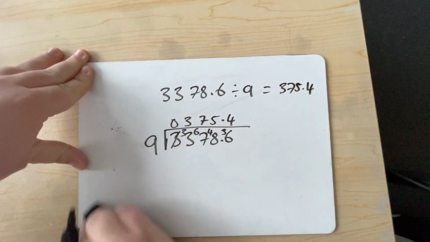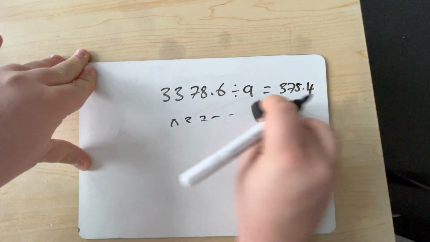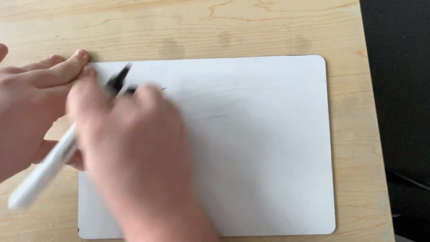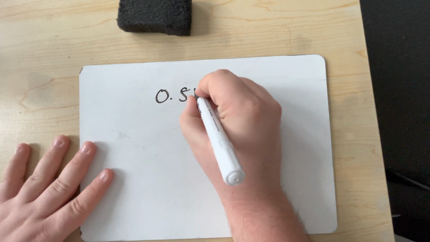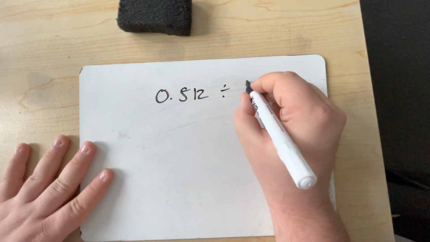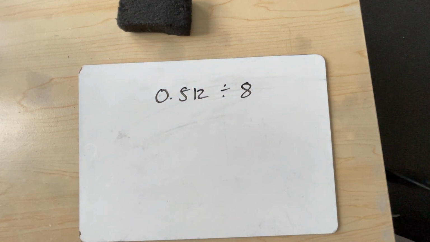All right, and this one, again, a little bit more tricky, but it's definitely something that you can do, okay? And we're going to do 0.512 divided by 8. So for the last time this video, what I'd like you to do is just pause the video, give it a go, and let's see how you get on.